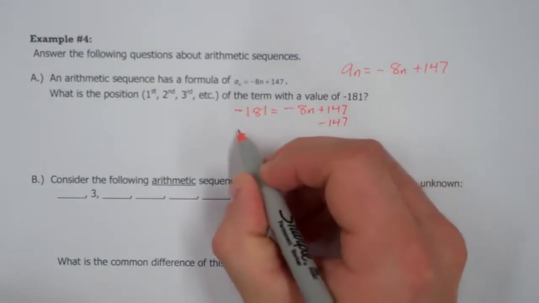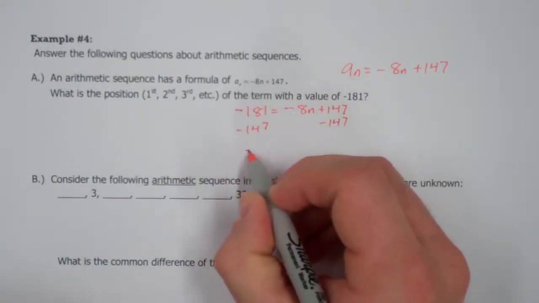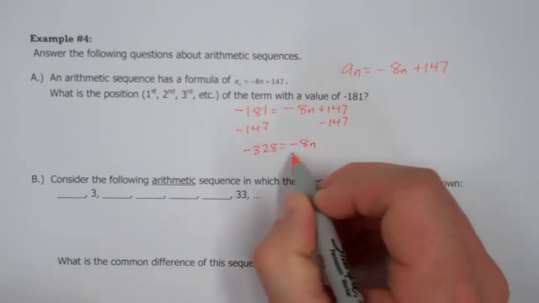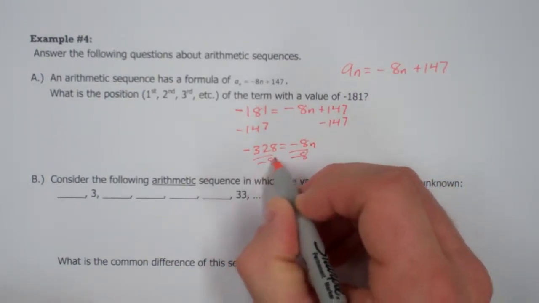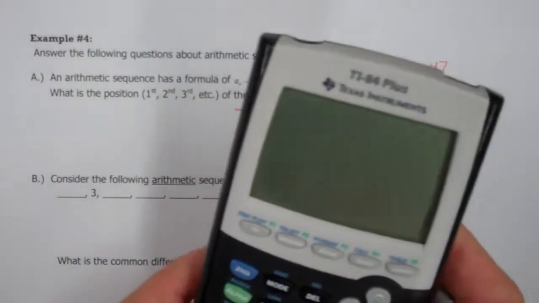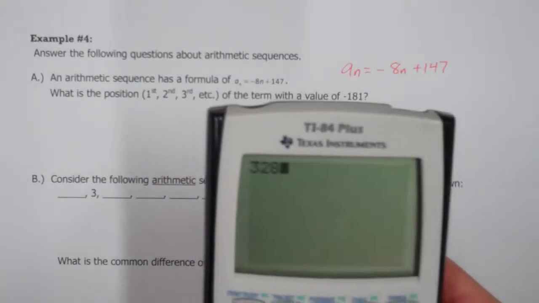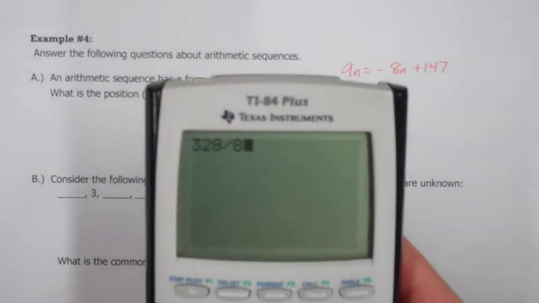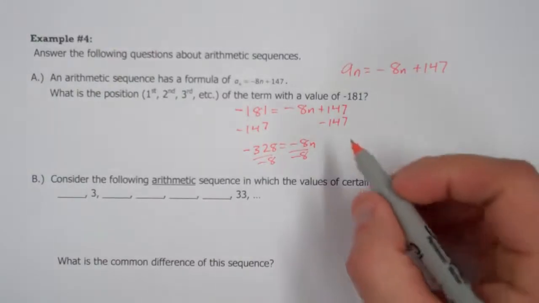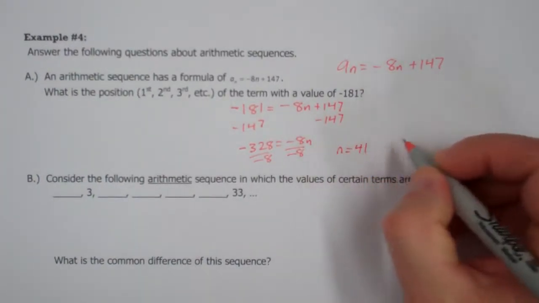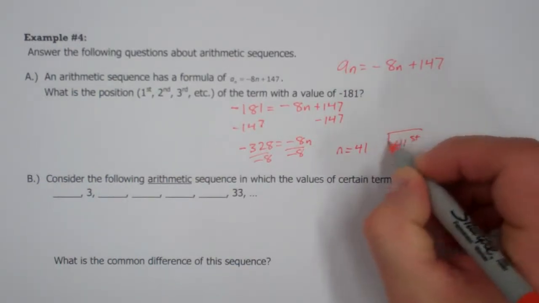So we'll subtract 147 here. Negative 328 is equal to negative 8n, and we'll divide by negative 8. So we'll do 328 divided by 8, and it's 41. So it's the 41st term.